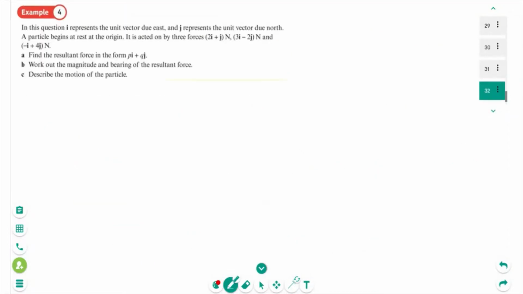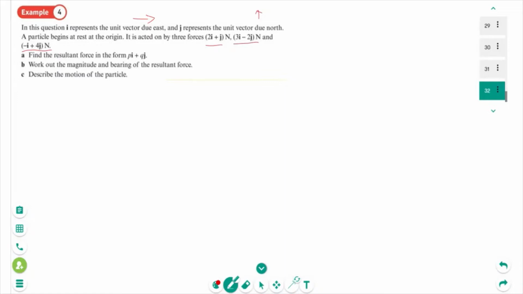Next one. In the question, they always say i is due east, but we already know this. The i vector, due east, is always to the right. j represents the unit vector due north, so it's just upwards. A particle begins at rest at the origin. It is acted on by three forces, 2i plus j and so on. Find the resultant force. To find the resultant force, you just add them together.